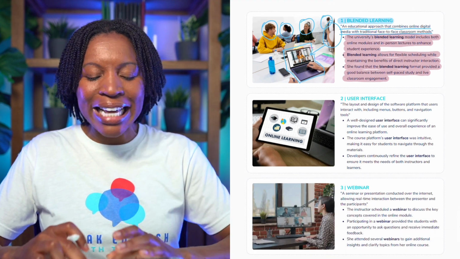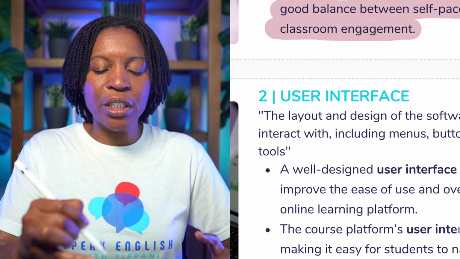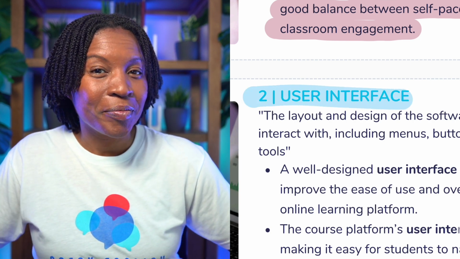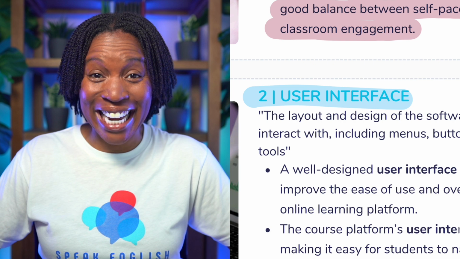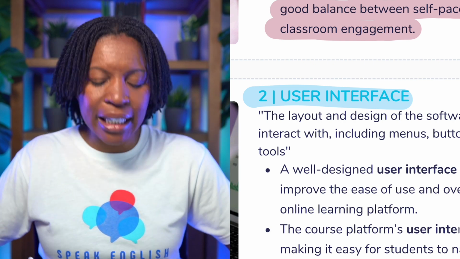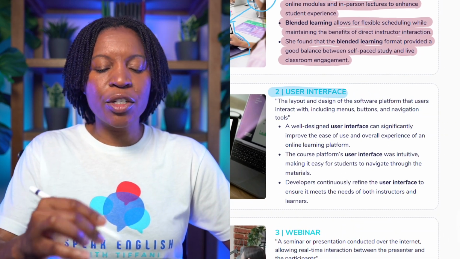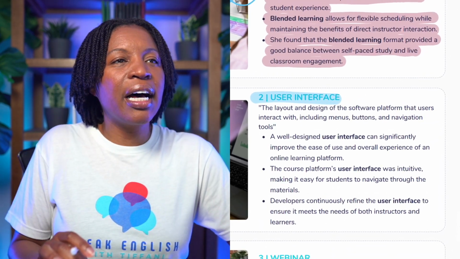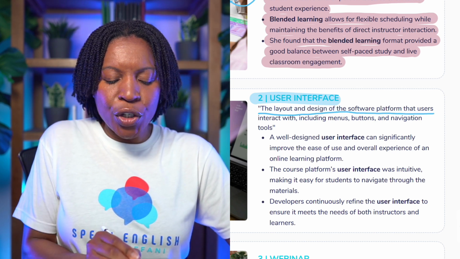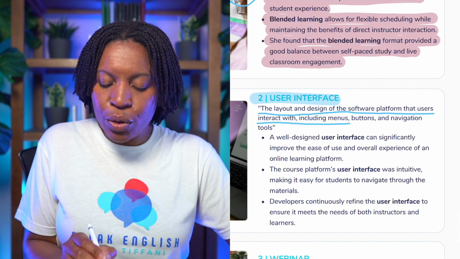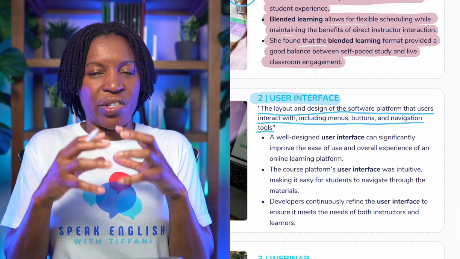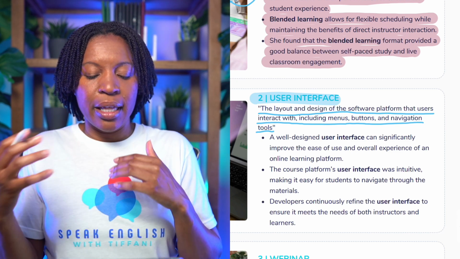Good, excellent. Our second term, again, very important for this topic, is user interface. Good, again, user interface. Excellent. Now, this term user interface just refers to the layout and design of the software platform that users interact with, including menus, buttons, and navigation tools. It's the platform, the system you're using to interact with the software.